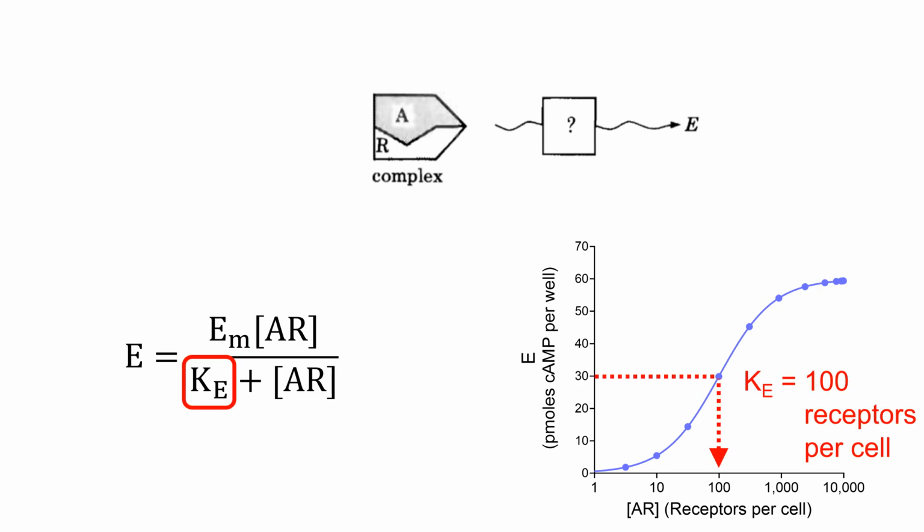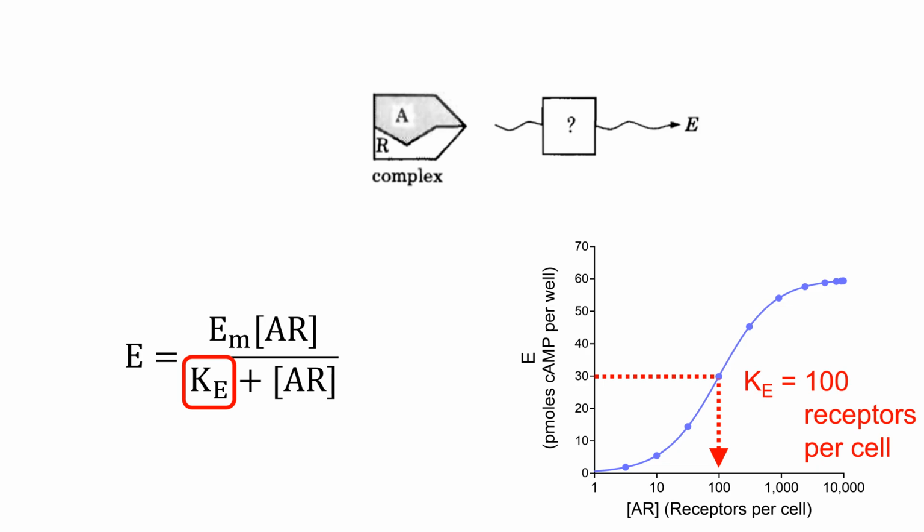Now for the midpoint of the curve here. The equation assumes the agonist-receptor complex interacts with the system with a certain potency. This potency is termed Ke, and this is in units of agonist-receptor complex. Ke is the concentration of agonist-receptor complex required to produce 50% of the system maximum effect. This is evident from the graph here.